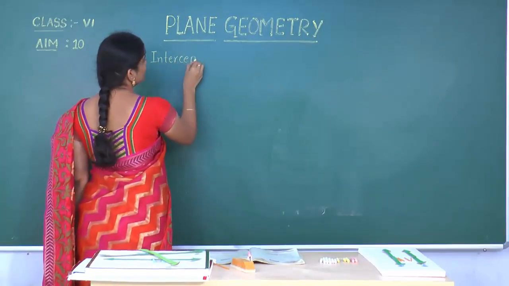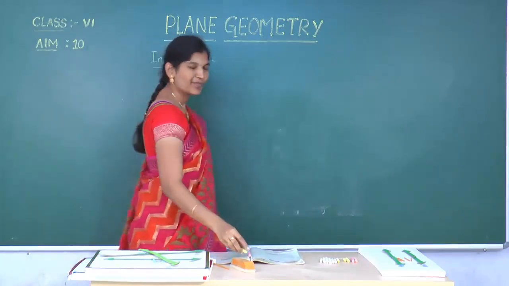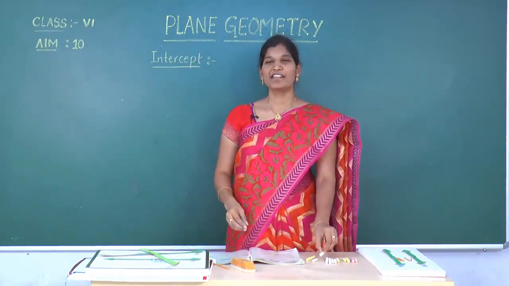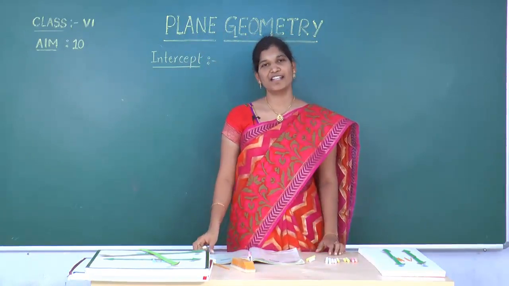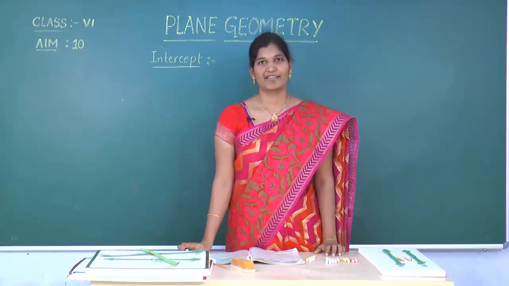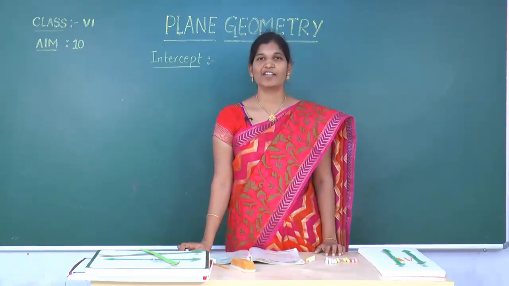Intercept. What is meant by intercept? Intercept is nothing but the distance between the two parallel lines. A transversal which intersects the given two or more parallel lines at different points.